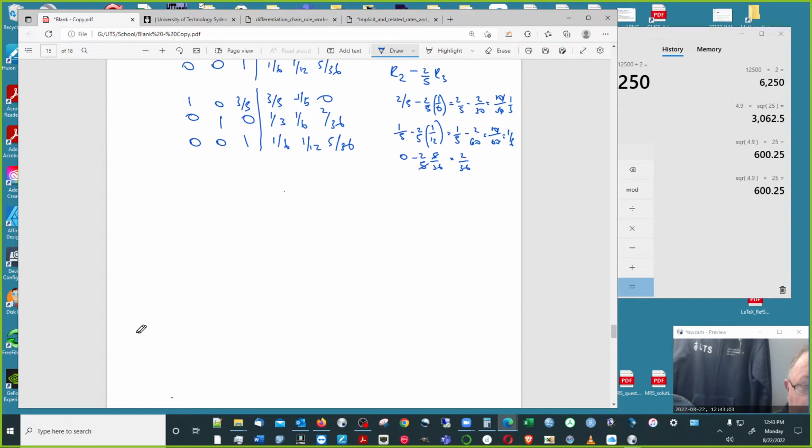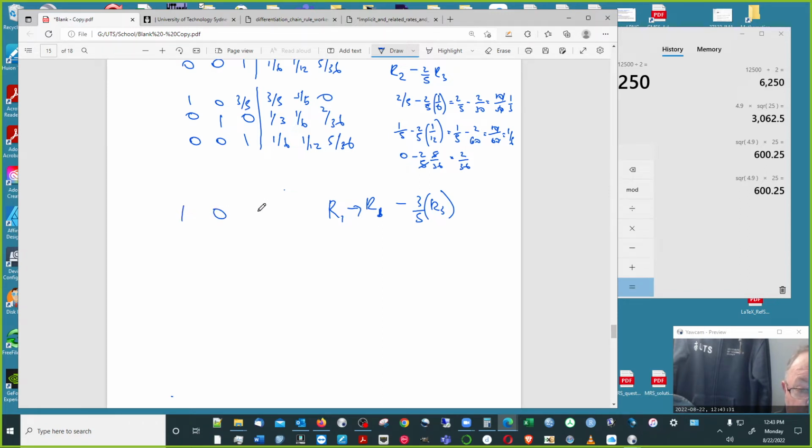Okay, the final thing we want to do is subtract 3/5 of row 3. So row 1 is going to become row 1 minus 3/5 of row 3. So for our first row, 1 minus 3/5 of 0 is 1. 0 minus 3/5 of 0 is 0. 3/5 minus 3/5 of 1 is 3/5 minus 3/5, which is 0. This is where it'll get to be fun now.